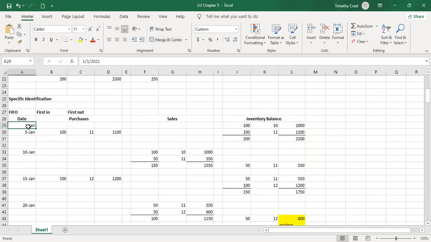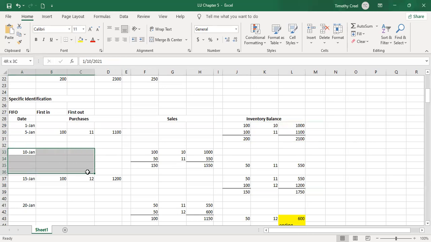So under FIFO, of course, at the beginning of the month, we've got a beginning balance, and that would be 100 units at $10 each for a total valuation of $1,000. Now, we have our first purchase on basically January the 5th. And so now we have the original 100 that we had plus the 100 units purchased. So now we've got 200 units in inventory at a total value of $2,100. That's basically what we've got right now.